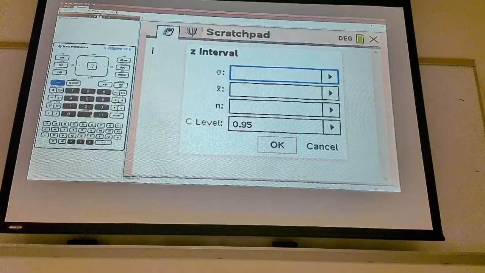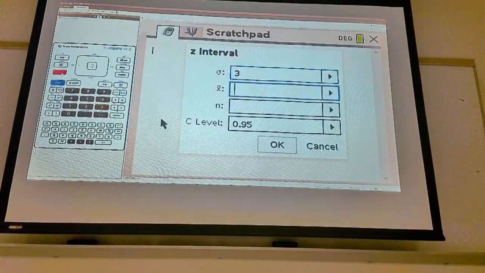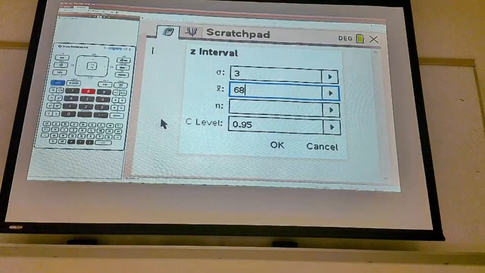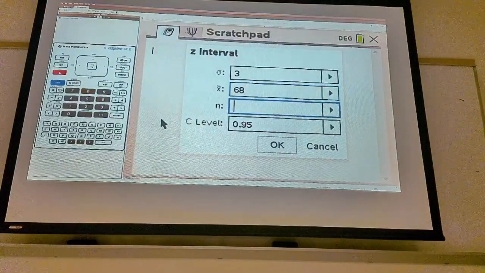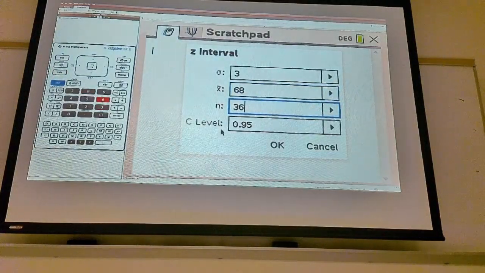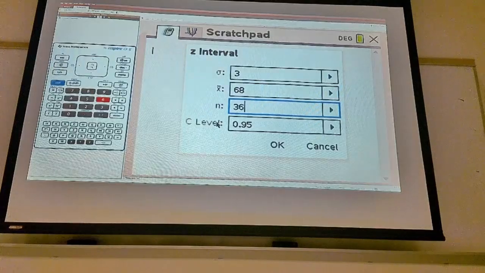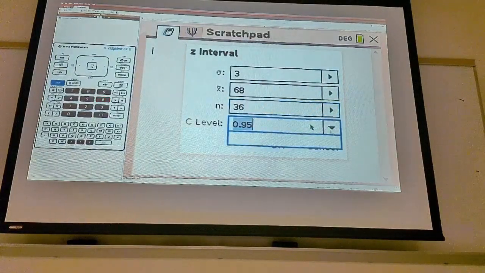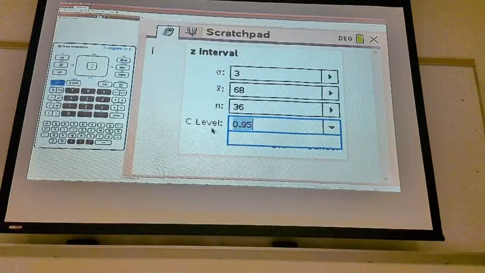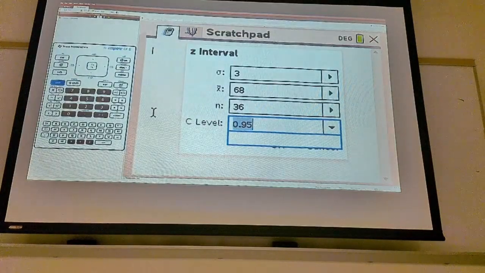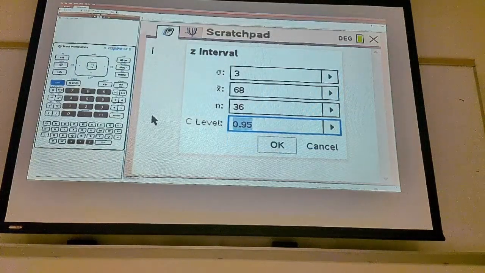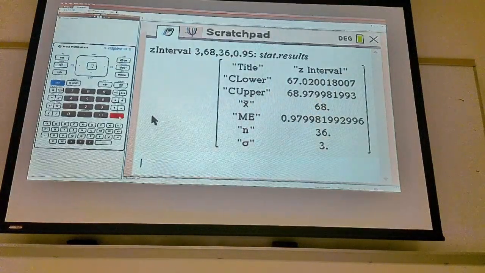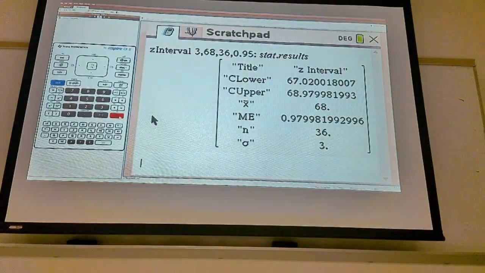So sigma was 3, right? Standard deviation was 68. Or not standard deviation, I'm sorry. Mean was 68. Sample size was 36. And I'm just going to use that second one. Confidence level, 0.95. Otherwise, just type in whatever the confidence level is. I don't think Excel can do it without an add-on.